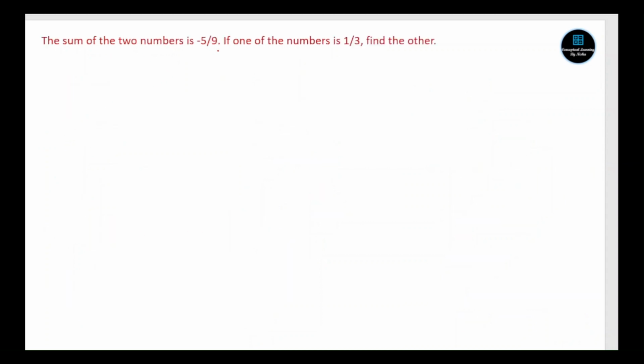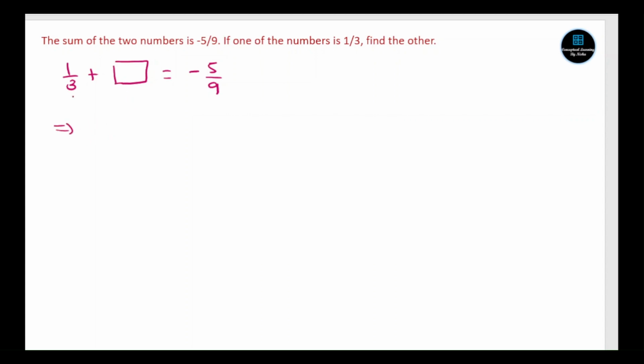Now the sum of two numbers is negative 5 over 9. If one of the numbers is 1 by 3, find the other. So see what they are saying. We have one number 1 upon 3, and you are adding it with one more number, and you will get the answer as negative 5 over 9. Now to find this missing number, what do we have to do?